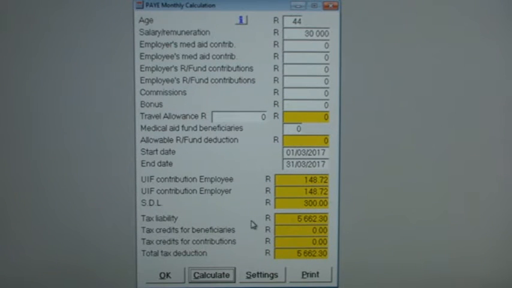A different taxpayer earning 30,000 Rand monthly salary, we can see the tax on the 30,000 Rand is 5,662 Rand. Let's say that the employer and employee each contribute 5,000 Rand a month to the employee's retirement funds. While the employee's contributions are not added to income for tax, the employer's contributions are added to remuneration as a taxable fringe benefit. This means the remuneration effectively increases to 35,000 Rand.